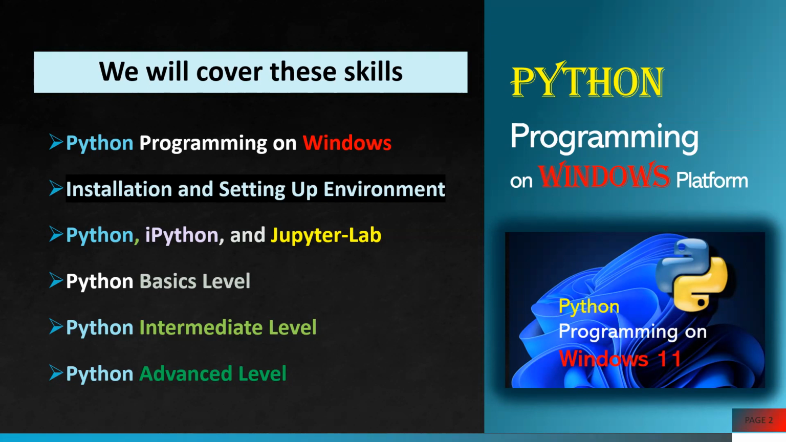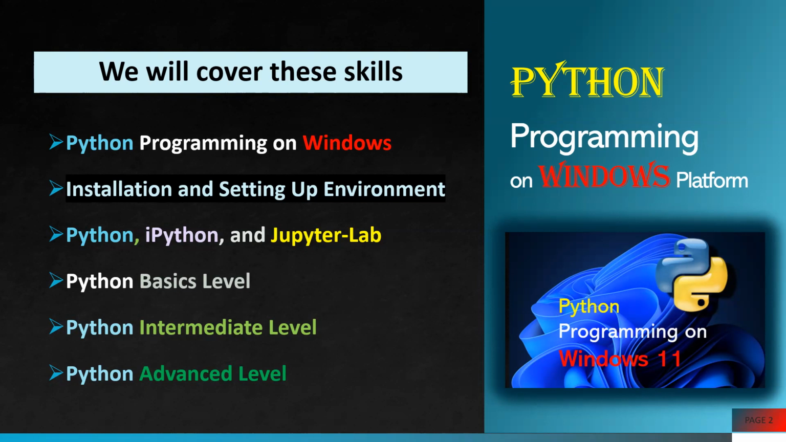So Python programming on Windows will be covered: installation and setting up the environment for the Windows platform. Python itself is going to be installed. IPython, which stands for Interactive Python, will be installed, and Jupyter Lab will be installed. Jupyter Notebook is a little bit older version, so we will just do Jupyter Lab because it is an enhanced superset of Jupyter Notebook. We will cover that one also.